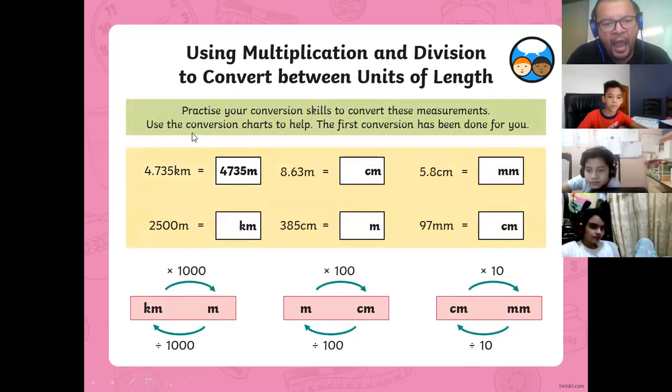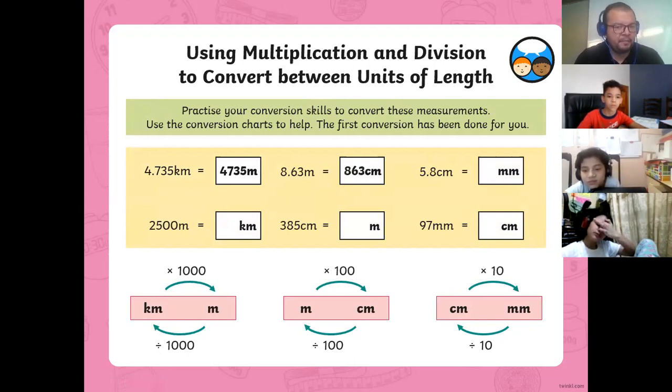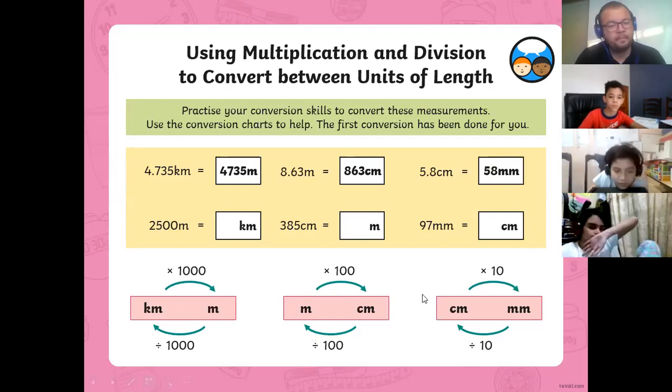We have 8.63 meters. Let's try to convert it to centimeters. How many is it? 863 centimeters. Follow the chart we have below. I have 5.8 centimeters, and I have to transform it to millimeters. 58 millimeters. Let's see the other one.